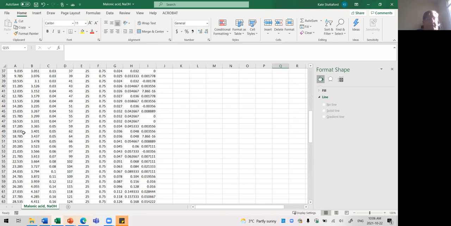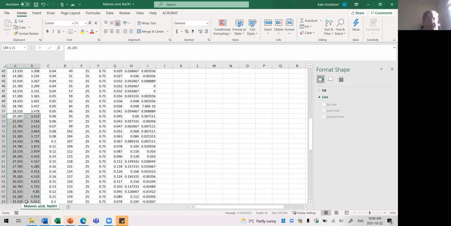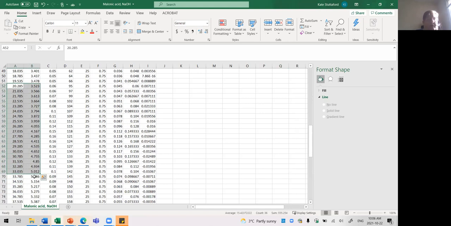Oh, I'm reading this backwards. Okay, so I'm going to start here at 20, and I'm going to go up past 30 milliliters. And I can always take points out later if I don't need them. So I'm going to go all the way up to 35. And all I'm going to do is copy and paste this somewhere else on the spreadsheet.